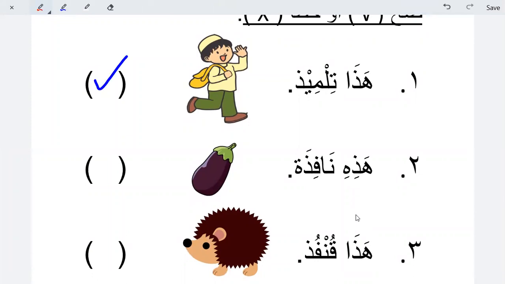Hazihi nafisa. This is a window. Khata. Good. Confus. This is a hedgehog. Sahi. Good.